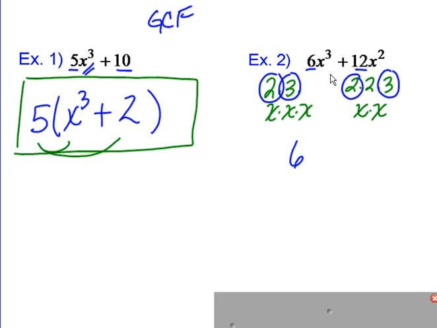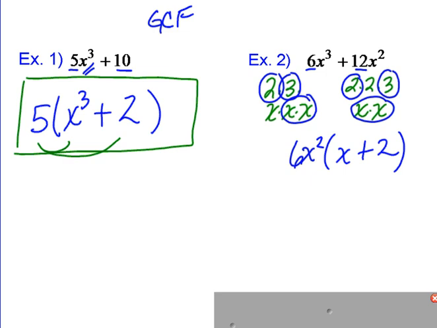Now we look at the x's. There are 3 x's here and 2 x's there. We can see that they have 2 x's in common. So we're going to pull that to the outside of the parentheses to be 6x squared. Now we think about what gets multiplied to get us back to the beginning. We need one more x because 6x squared times x will get us 6x to the third. And then a positive 2 because 6x squared times 2 will get us 12x squared.